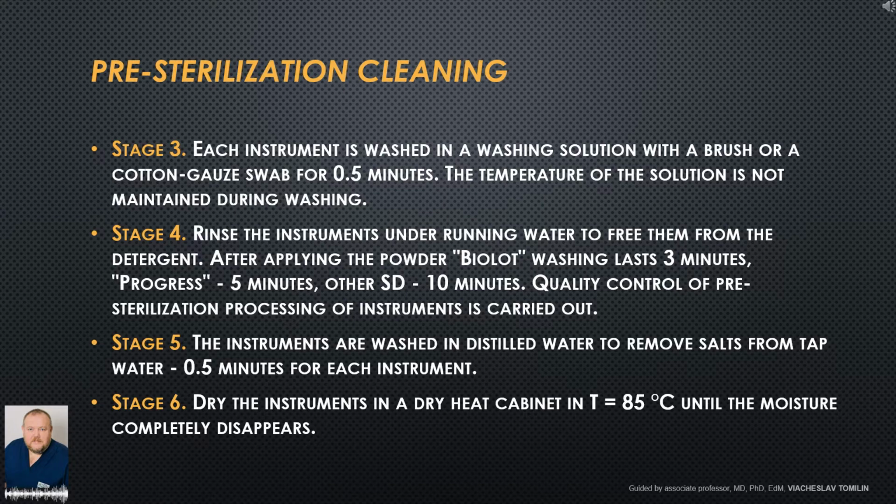Stage 4: rinse the instruments under running water to free them from the detergent. After applying the powder Biolit, washing lasts 3 minutes; Progress, 5 minutes; other detergent solutions, 10 minutes. Quality control of pre-sterilization processing of instruments is carried out. Stage 5: the instruments are washed in distilled water to remove salts from tap water, 0.5 minutes for each instrument. Stage 6: dry the instruments in a dry heat cabinet at a temperature of 85 degrees Celsius until the moisture completely disappears.